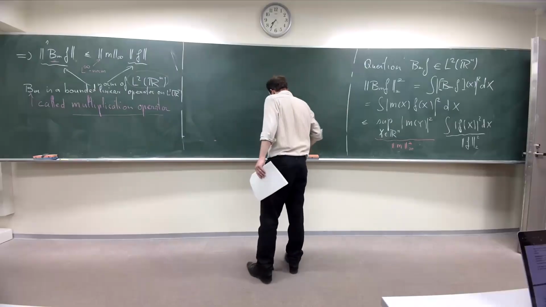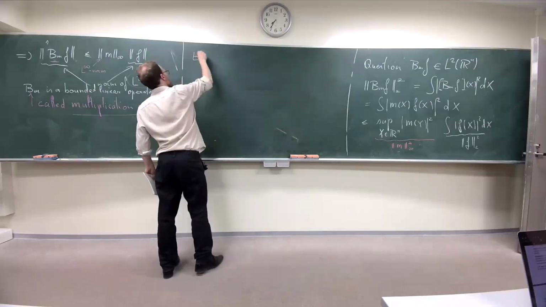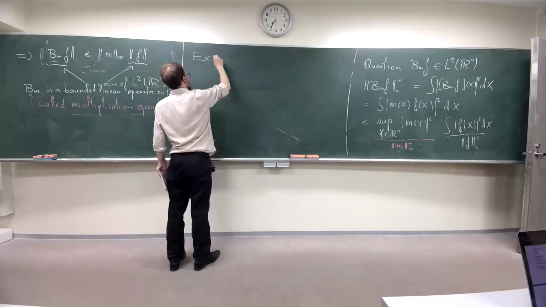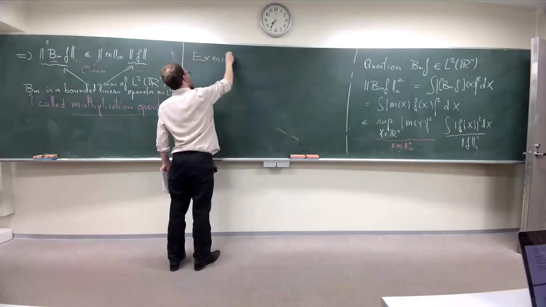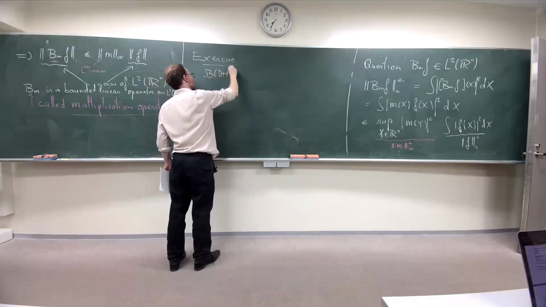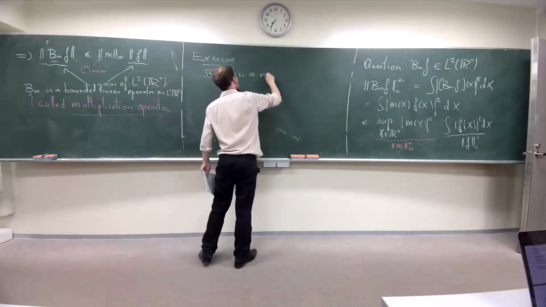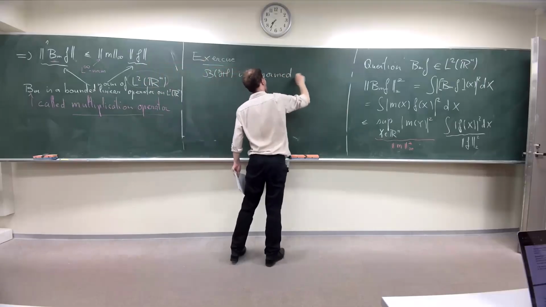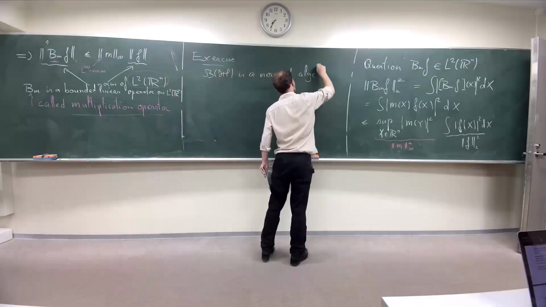Next exercise, but you need to check on Wikipedia if you want to do it. B of H is a normed algebra. I haven't defined algebra.